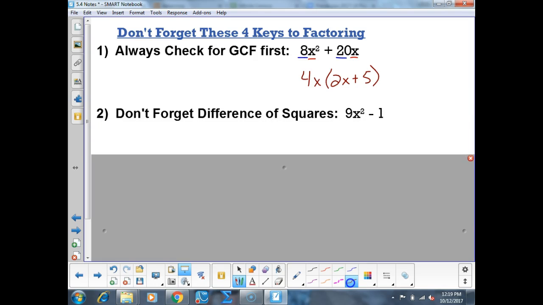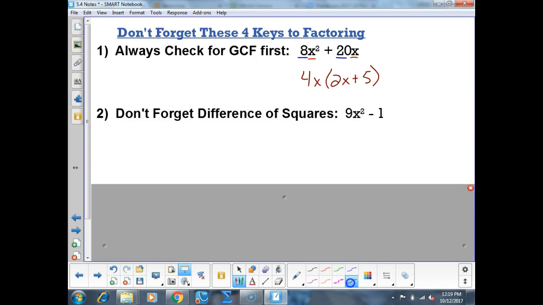Second thing. Don't forget what a difference of perfect squares looks like. There are 3 parts to a difference of perfect squares. There's a perfect square in front. There's a perfect square at the end. But most importantly, there's a what in between? Subtraction sign. If it's an addition sign, you cannot factor it. 9x squared plus 1 does not factor. But 9x squared minus 1 does factor.